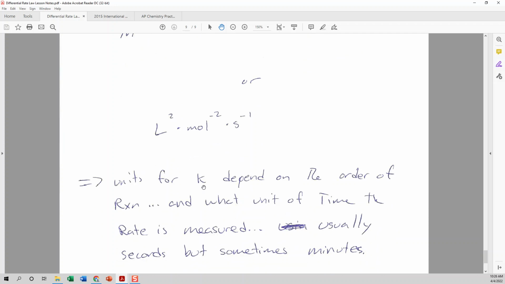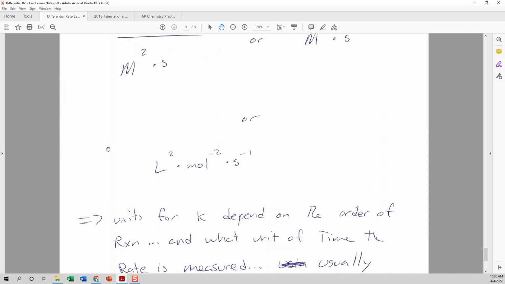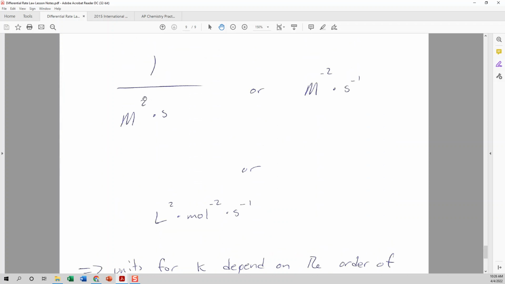Okay, all right. So units for K depend on the order of the reaction, right? If the reaction was a fourth order reaction, then this would be 3, 1 over molarity cubed, right? If it was a first order reaction, then it would be 1 over molarity raised to the 0 power. So if you had a first order reaction, the units of K would just be 1 over seconds, or seconds to the negative 1, or 1 over minutes, minutes to the negative 1, right?